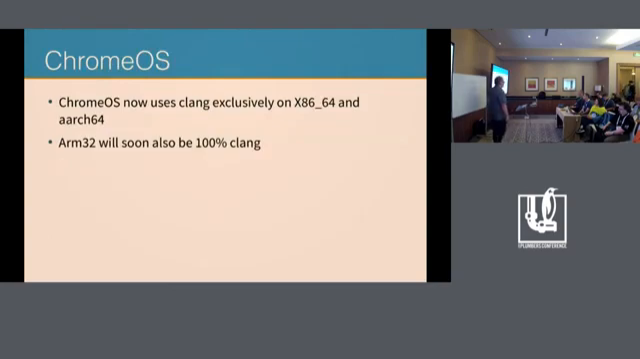Chrome OS, same deal. They've moved 100% to Clang. They now have all targets, x86-64 and ARM64, Clang built from the kernel onto user space. ARM32 still has a couple of issues that they're trying to work through, that they're not entirely there yet. But ARM32 being less of a platform for them these days, it's been deprioritized, is my understanding. But pretty much, if you've got a Chrome OS device, it's running a Clang-based kernel now.